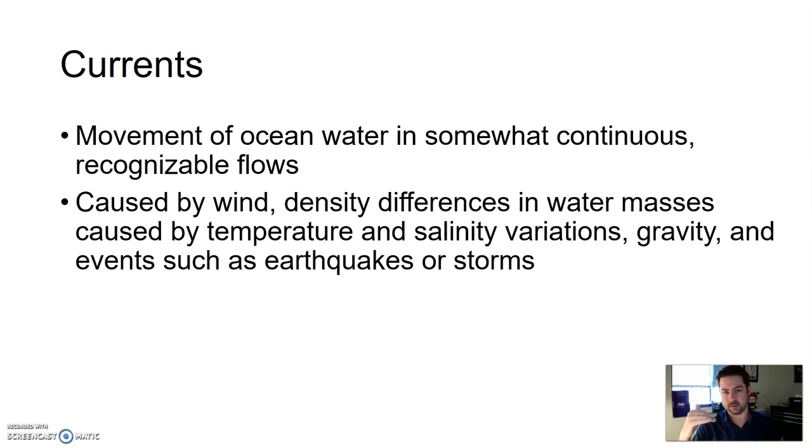Currents are either caused by wind, and typically those are surface currents. The currents near the surface are caused by wind. The wind blows across the ocean. It pushes and pulls the water with it. Wind patterns are usually in the same direction at any point on Earth, but they blow in different directions depending on where you're at. So anyway, wind is really what causes the surface currents.